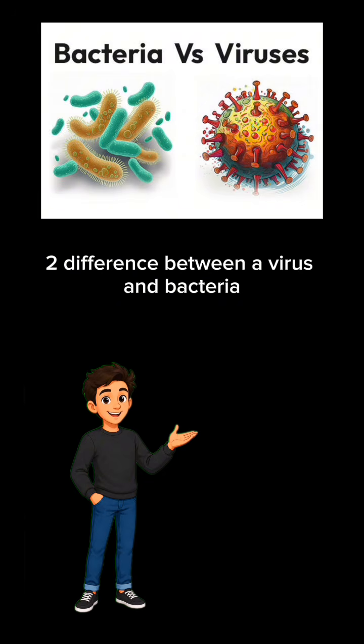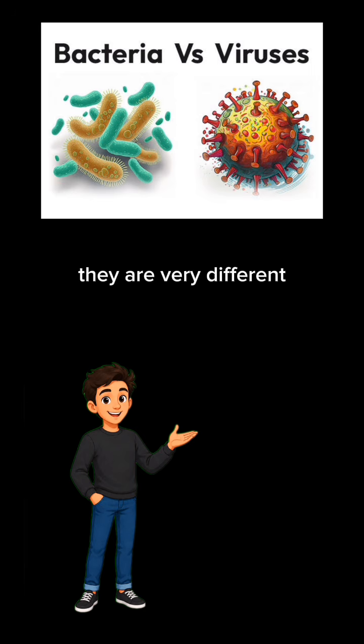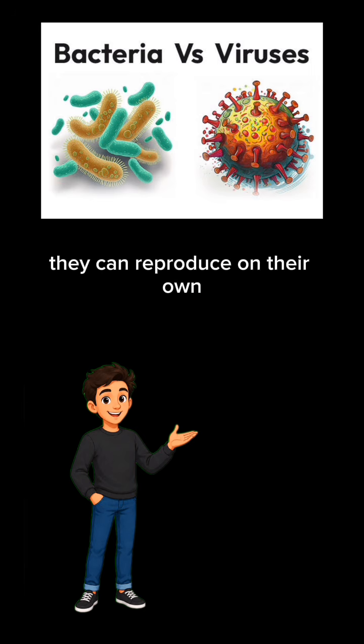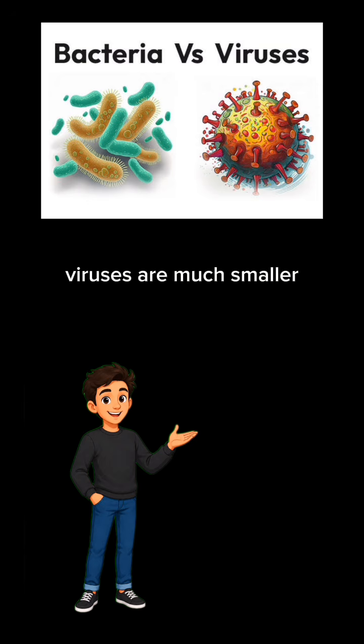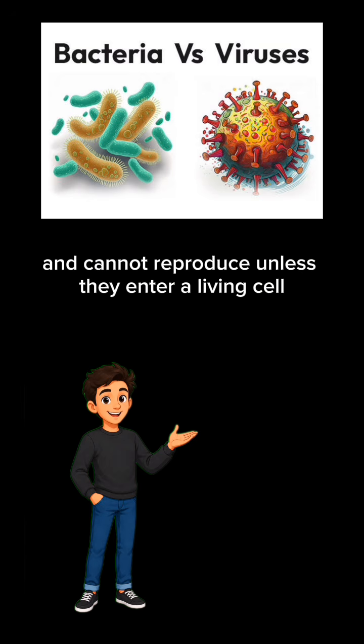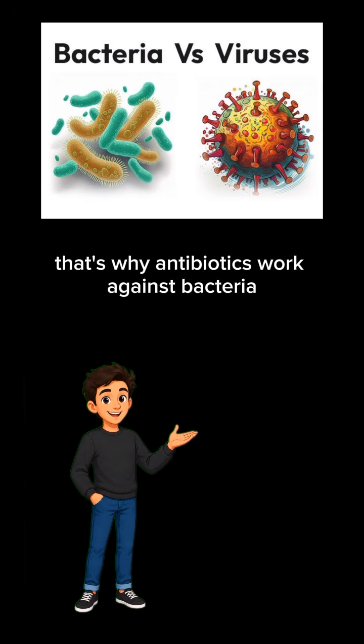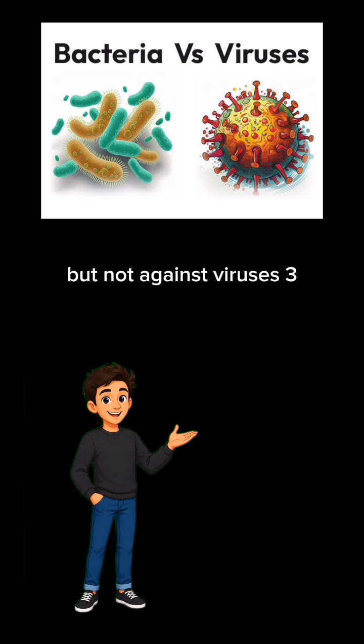2. Difference between a virus and bacteria. Although both can cause diseases, they are very different. Bacteria are living, single-celled organisms that can reproduce on their own. Some bacteria are even beneficial. Viruses are much smaller and cannot reproduce unless they enter a living cell. That's why antibiotics work against bacteria, but not against viruses.